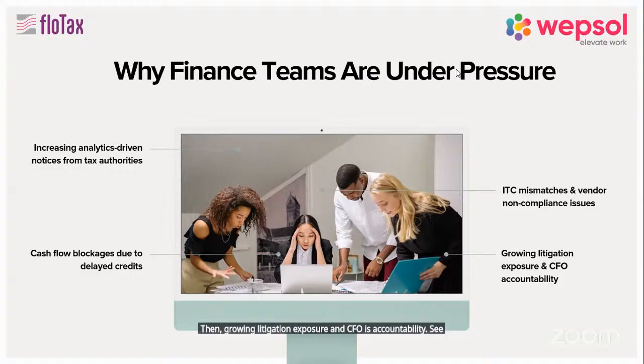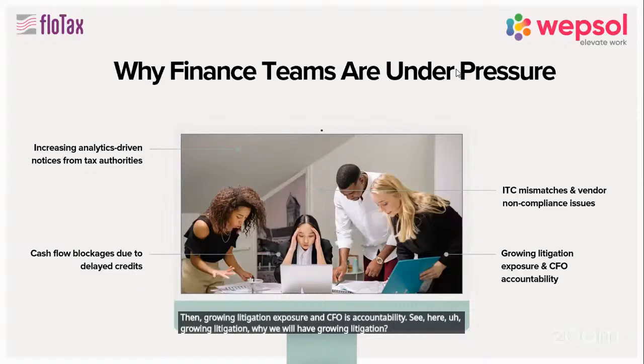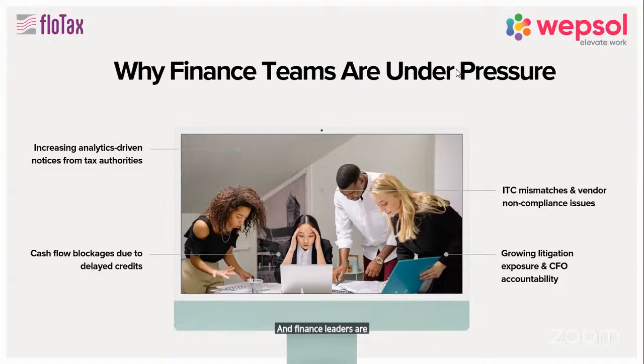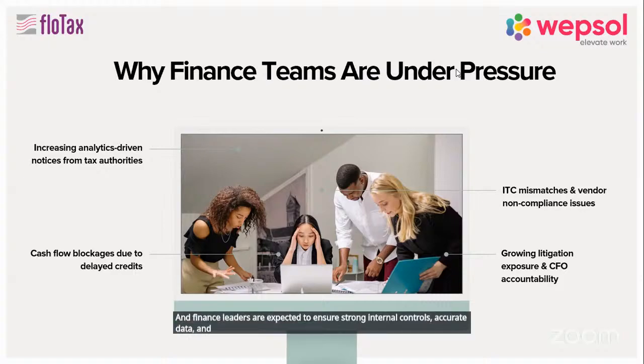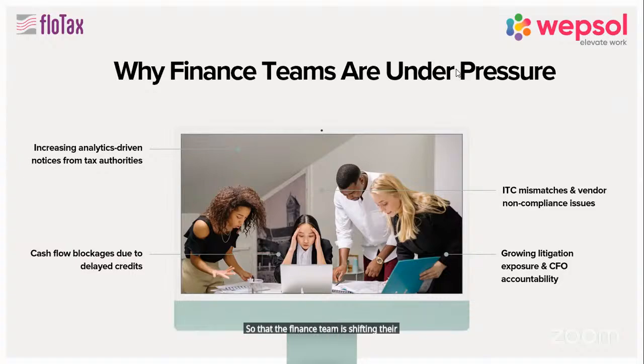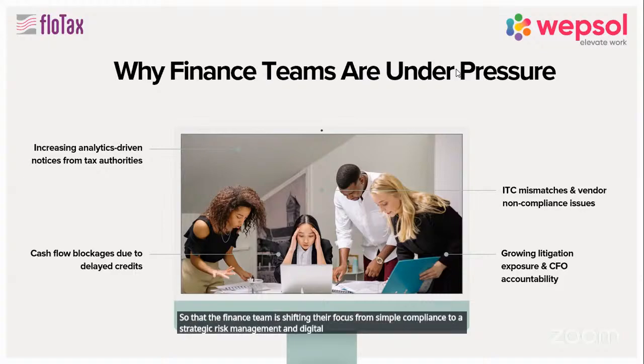See here, growing litigation. Why will we have growing litigation? Because of our inefficiency or not a system-driven problems. So in this, compliance has now become system-driven and transparent, and finance leaders are expected to ensure strong internal controls, accurate data, and proactive risk monitoring. All this needs to be controlled so that the finance team is shifting their focus from simple compliance to a strategic risk management and digital governance model.